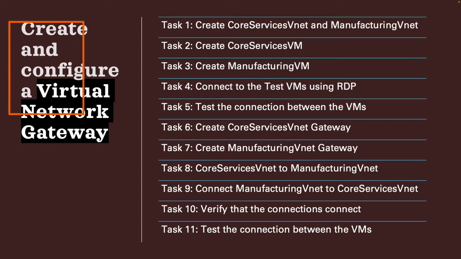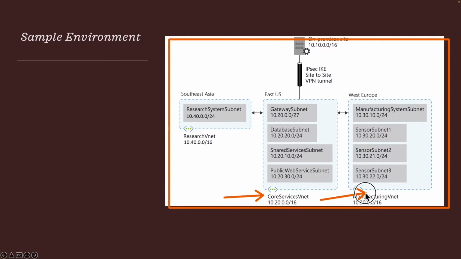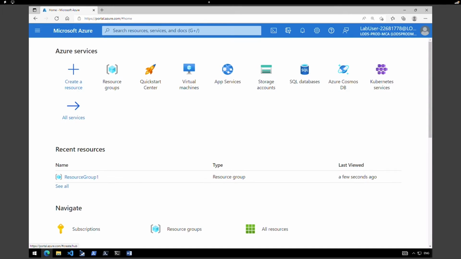The first exercise we are going to do is to create and configure a virtual network gateway. Our sample environment looks something like this. The first step is we are going to create these two VNets, core services VNet and manufacturing VNet, and we're going to place two VMs in both of these subnets. To create our first task, I'm going to use a JSON file or an ARM template to create these core services VNet and the manufacturing VNet.